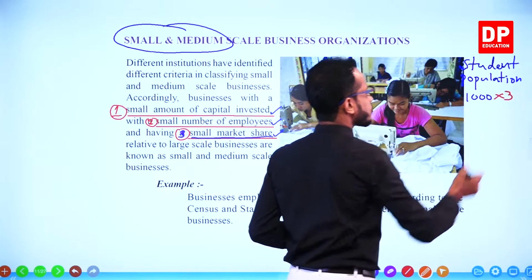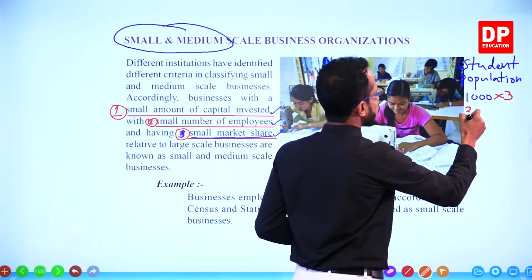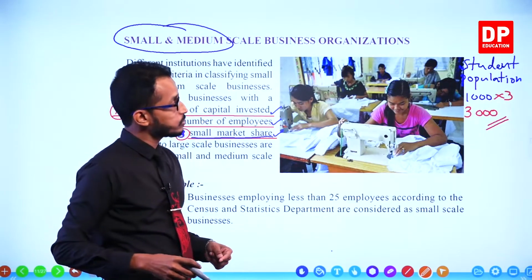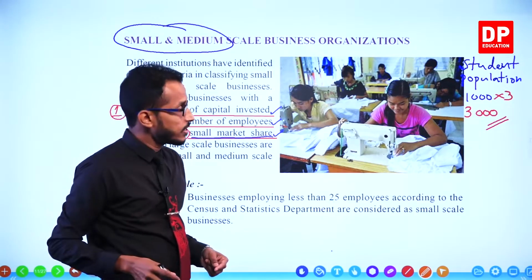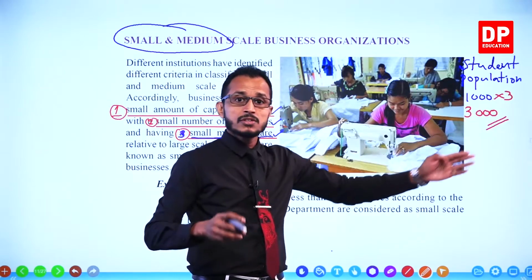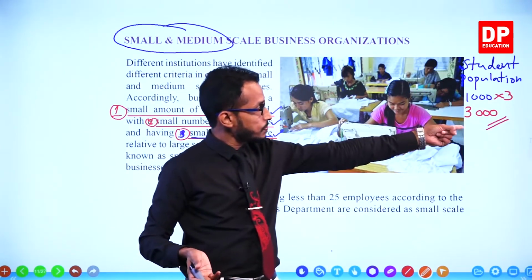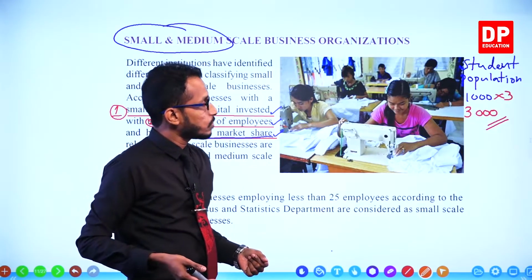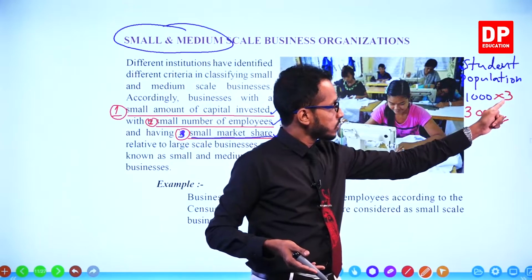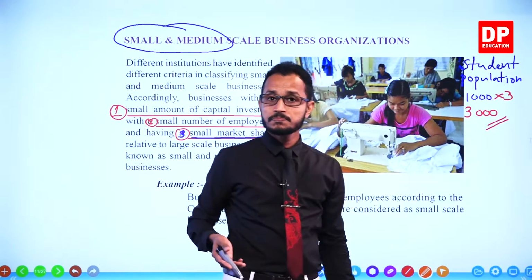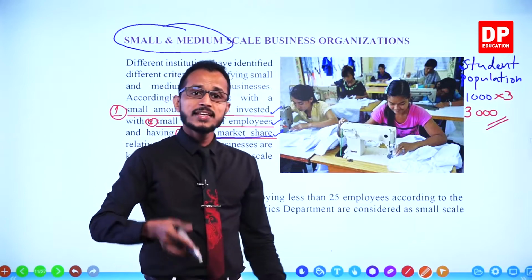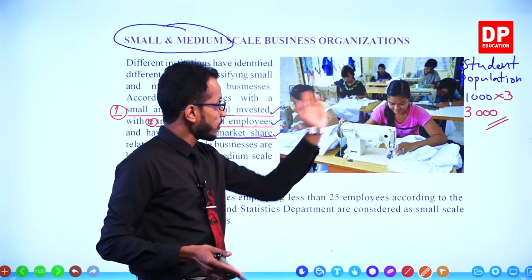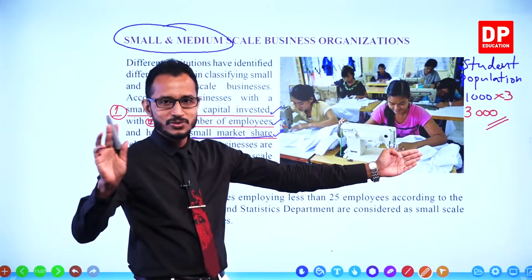So 1,000 into 3 schools. There are 3 girls' schools, 3,000 students in your area. Every year, they need 3,000 school uniforms for the 3,000 students. Each school has 1,000 students, 3 schools, 3,000 students. This year also, they need 3,000 uniforms. And you are producing that, your mother, not you.